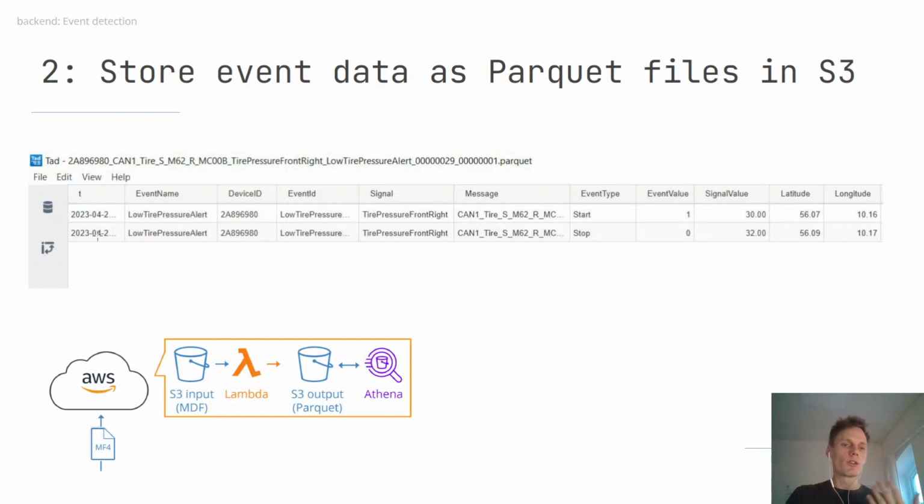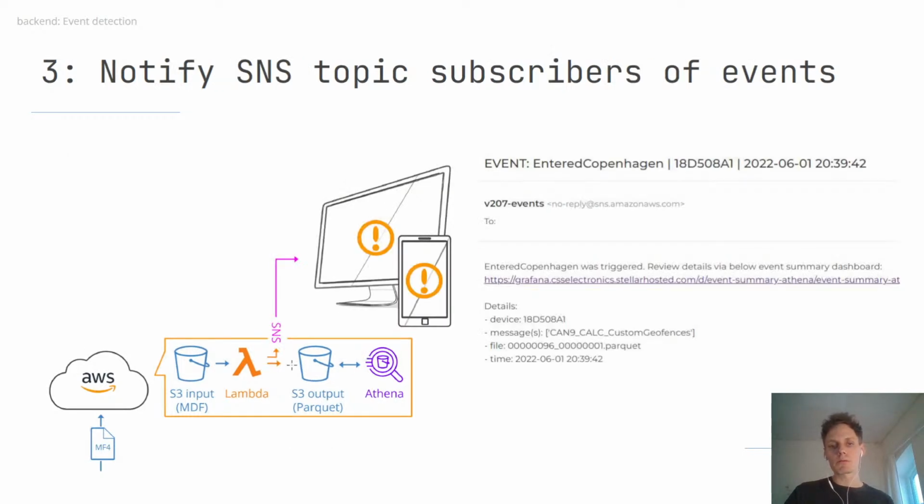And you can see, we store some timestamps around the event, the name, the device ID, the event ID, the signal name that was relevant, and some other information, potentially also the position of the event if we have GPS data available. So this is essentially put into the output bucket here.